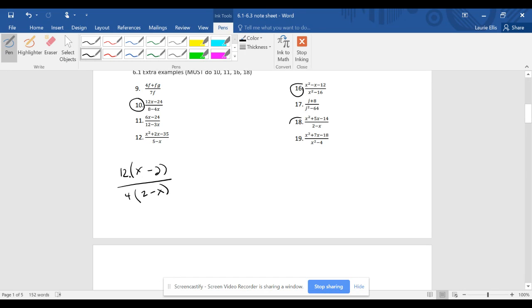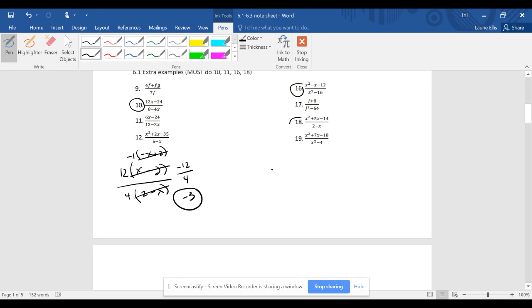So in the numerator, we're going to factor out a -1. So it's going to be -1 times, and then this is going to be negative x plus 2, which is the same as 2 minus x. So these are going to cancel. The numerator is -12 over 4, and that simplifies to be -3.